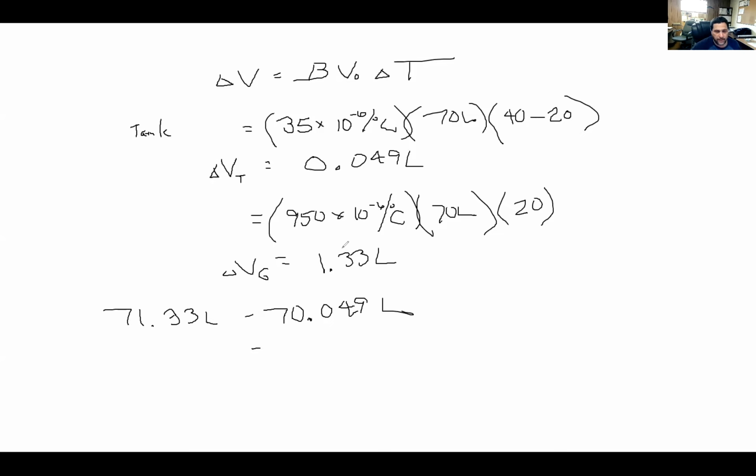You could have also done this with 1.33 minus 0.049. 1.28 liters of gasoline will spill. Not a good thing, okay? So that's why you can't fill the gas tank to its absolute brim.